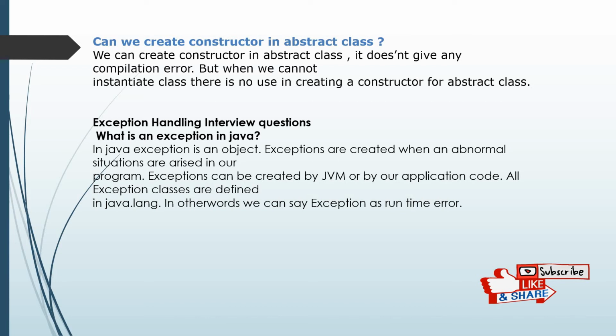Can we override a constructor, or can we create a constructor in an abstract class or interface? These kinds of questions, they mold the questions and then ask them. So this question is very important: can we create a constructor in an abstract class? We can. It doesn't give any compilation error, but we cannot instantiate the class, so there is not much use in creating a constructor for an abstract class.